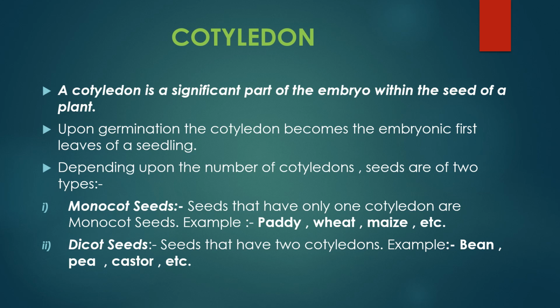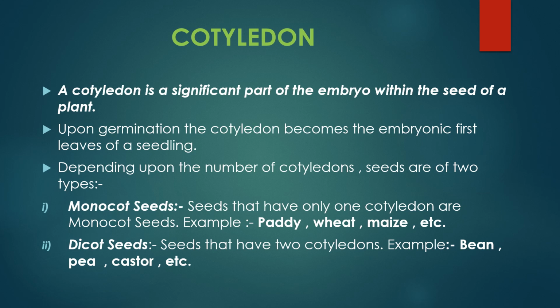Now over here, a very small classification of the seed is also given. Only one type of classification is there in your syllabus in class 6. Depending upon the number of cotyledons, seeds are of two types. If there is only one cotyledon, the seed is called a monocot seed. Very good examples of monocot seeds are paddy, wheat, maize. Dicot seeds have two cotyledons inside the seed, and that type of seed is called a dicot seed.